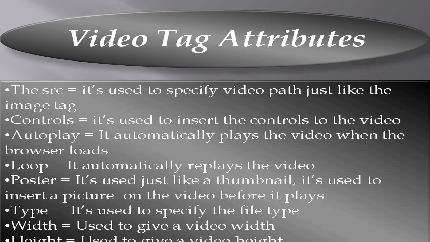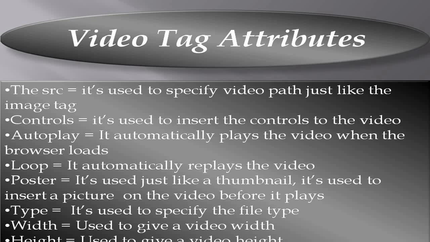So let's look at the video attributes. The first attribute is the source attribute, as I explained in the video, that it is used to specify your file type and file name. The controls is used to insert the controls to the video, which also makes the video display in the browser, and the autoplay makes the video automatically play when the browser loads, and the loop attribute makes the video replay whenever the video is done, and the poster is just like a thumbnail. It's used to insert a picture on the video.